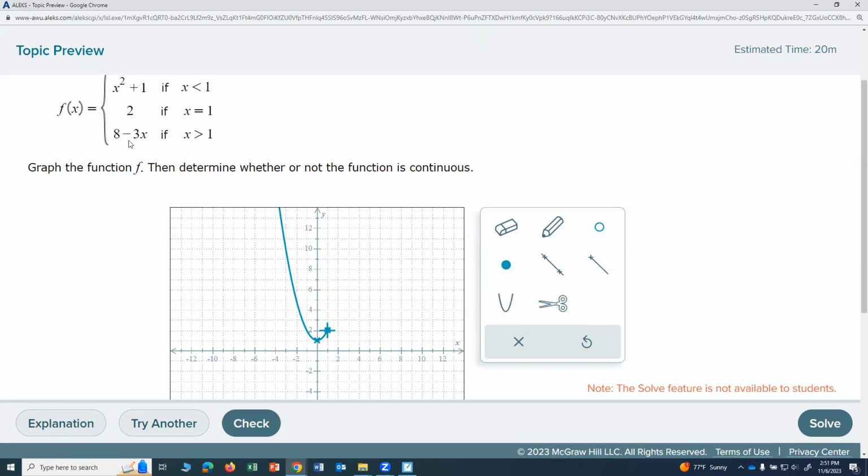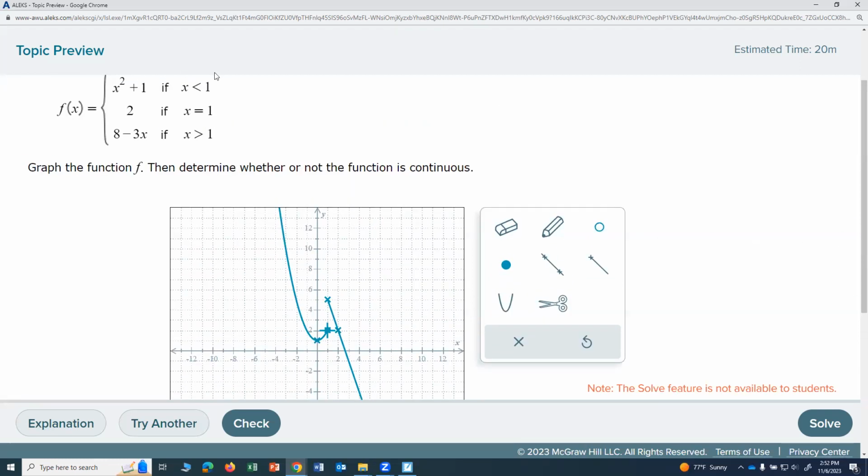Now the linear portion. y equals 8 minus 3x if x is greater than 1. So I want to get the endpoint part first. When x is 1, y is 8 minus 3 times 1, which is 5. So I'm going to have the point, let me select the ray tool. I'm going to have the point 1, 5. And I got the 5 by plugging a 1 into the 8 minus 3x. Now my slope is negative 3, so that's down 3 to the right 1.